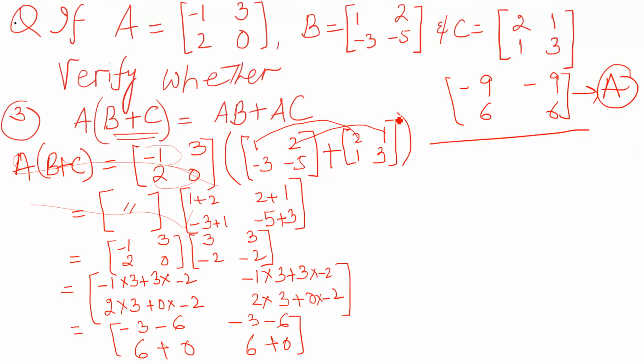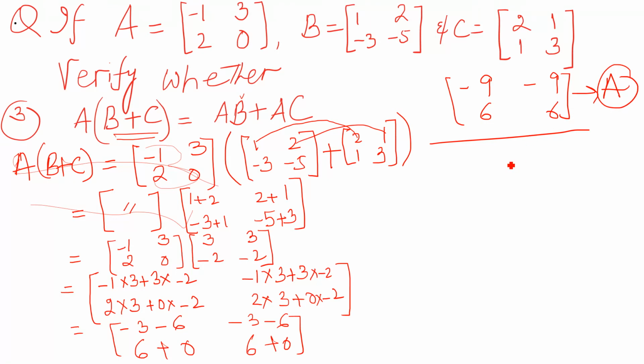Now for the right hand side, what you have to do, AB. First you have to multiply A with B, and then A and C. Whatever the result of A and B, you have to add with the result of A and C. These are lengthy questions, but very easy. You should be very careful. Okay, this part, right hand side, you have to solve it, and it must be equal to this A, negative 9, negative 9, 6 and 6 here.